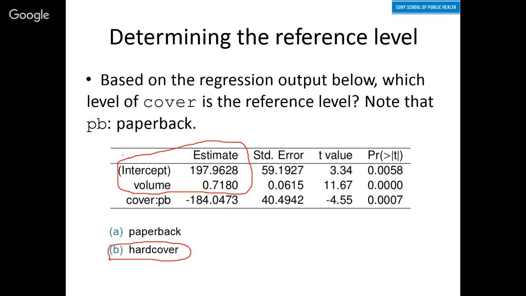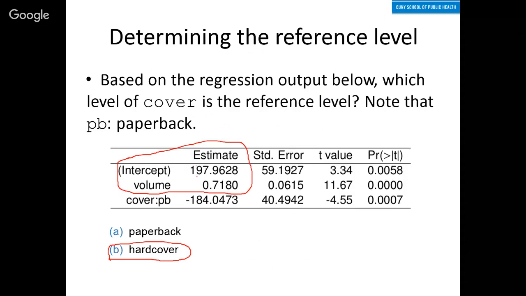So let's do it the other way now, where paperback is the reference group. First of all, is the intercept going to change? Yeah, the intercept's going to change because then this part of the model will be the model for paperback books instead of for hardcovers. So this estimate is going to have to be smaller. And what's going to happen to this will be cover colon HC. A positive value will be there. In fact, it's going to be plus 184.0473. So the intercept will be 197 minus 184.